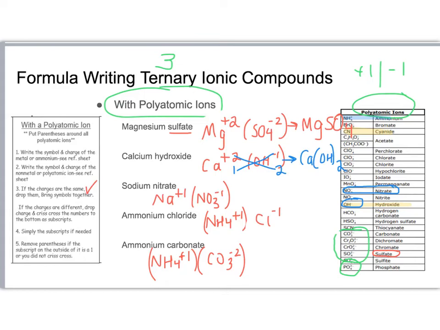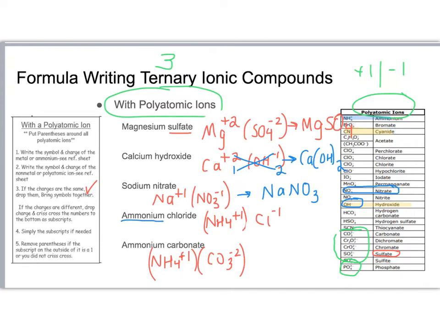Those two charges are the same, so all we have to do is drop the charges and bring the symbols together. In this case, we would remove the parentheses because there is not more than 1 nitrate needed to neutralize out the sodium's charge. In our next example, you'll notice that the polyatomic ion is no longer in the back of the compound, but it is located in the front of the compound.